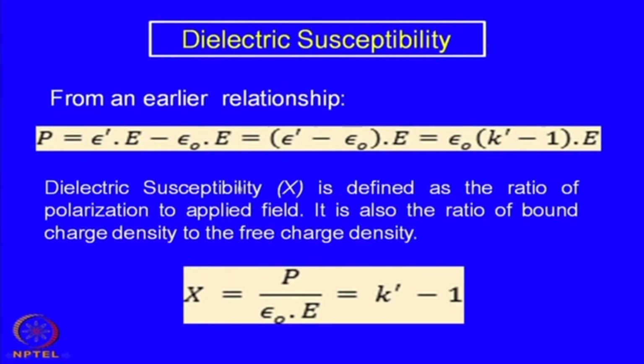Okay. So, this is for the vacuum and this is for the material. So, P by epsilon prime E is equal to K prime minus 1. So, the dielectric constant minus 1 is just the dielectric susceptibility. So, there is a very simple relationship between the dielectric susceptibility and the dielectric constant. It is one less than the dielectric constant or relative dielectric constant.